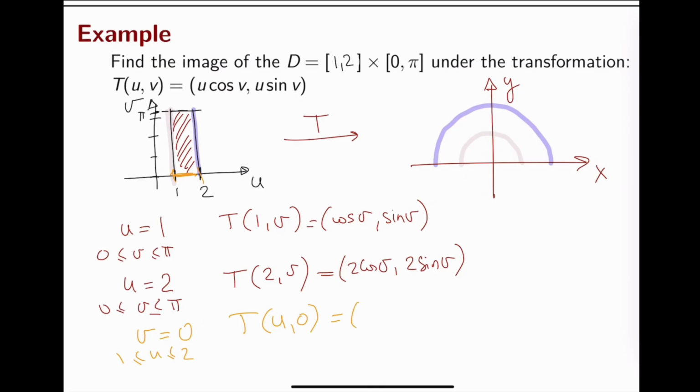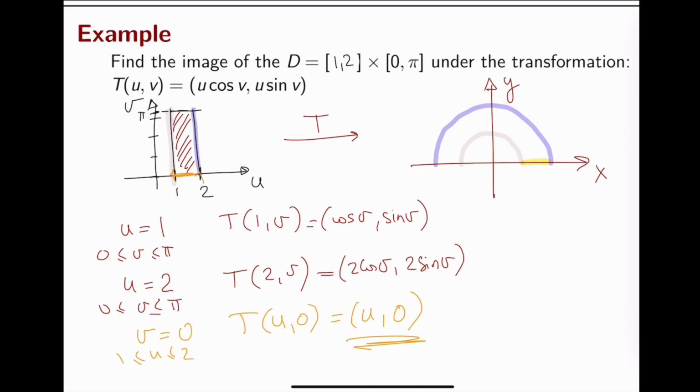So we're going to have just u, and the other one will be sine of 0, which is 0. So this segment got transformed into another segment. In this case it will be the segment u0, where u varies between 1 and 2. So this segment is actually transformed into this segment here.